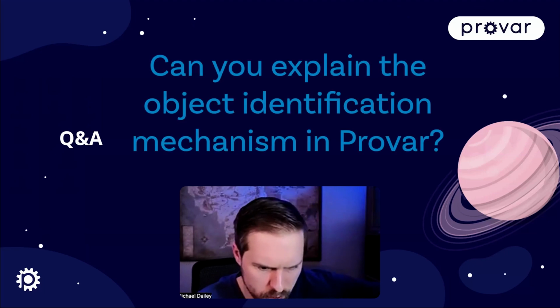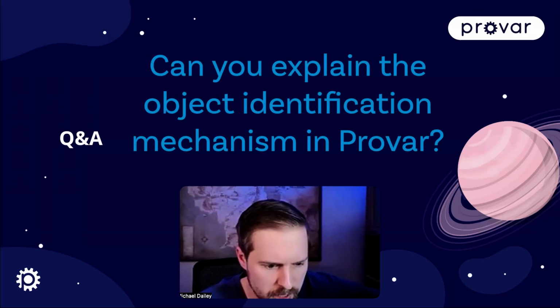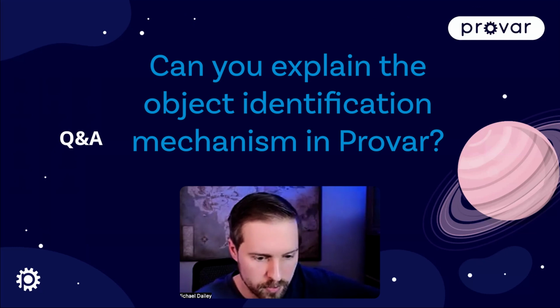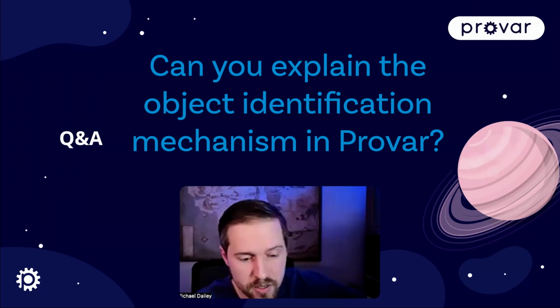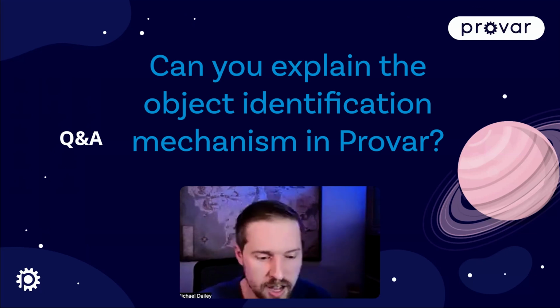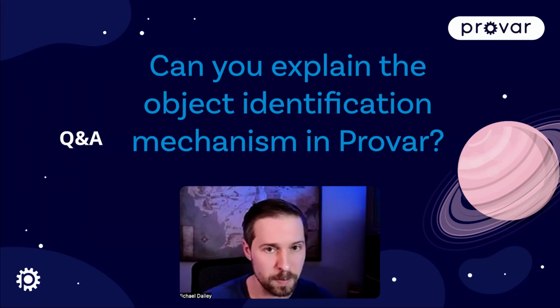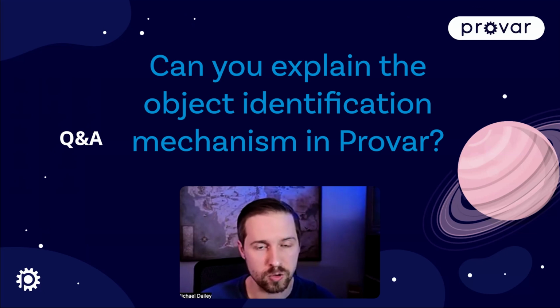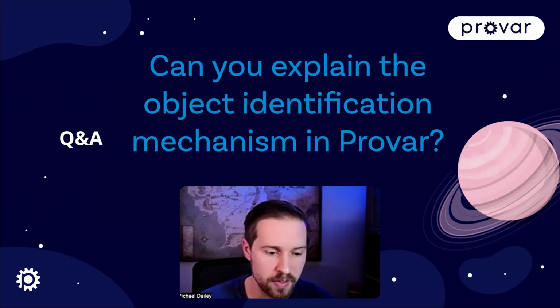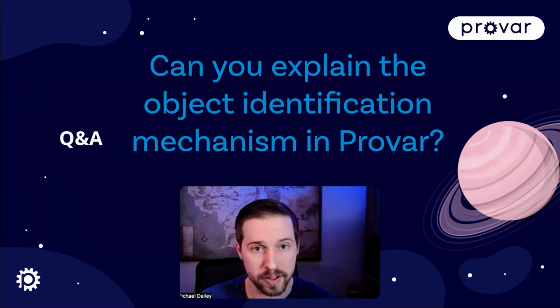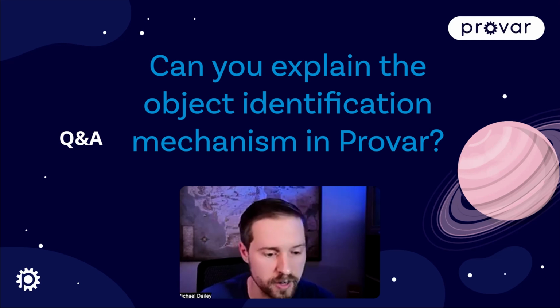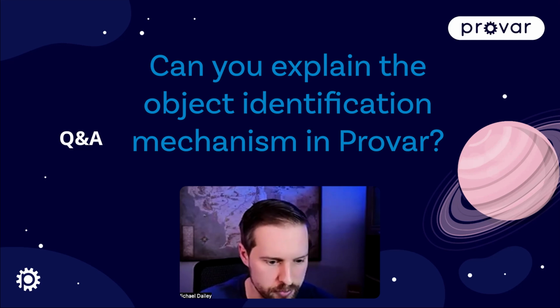Okay. Can you explain the object identification mechanism utilized in Provar? That is a very interesting question. I will say metadata. We utilize the Salesforce metadata to determine which layout is being presented on the screen, which record you're interacting with, and all of that. So it's able to determine based on the layout what you're interacting with, which object is identifying there. So metadata APIs is the short answer.